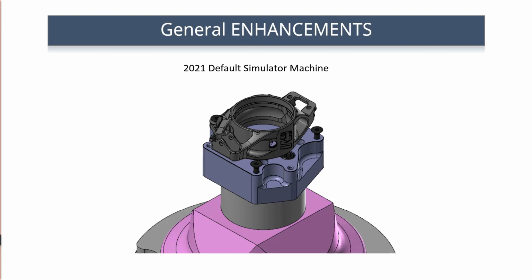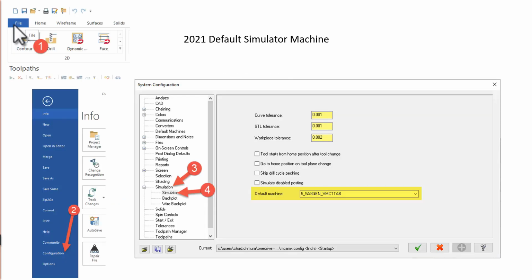Default simulator machines. This is a change in 2021. What we can do now is default a simulation machine. If you had to go back and re-switch the machine every time, you no longer have to do that. You can set a default machine, kind of like setting a default mill or a default lathe. It'll be in your system configurations, under simulation and simulator, and kind of in the middle there's a default machine to pick.